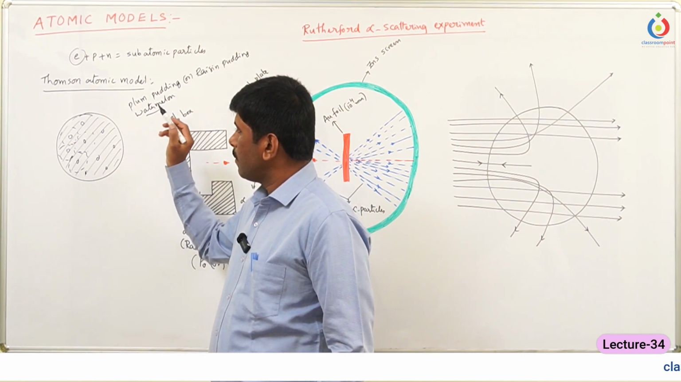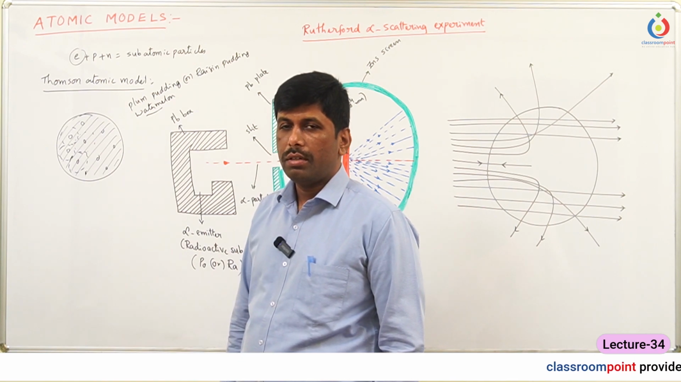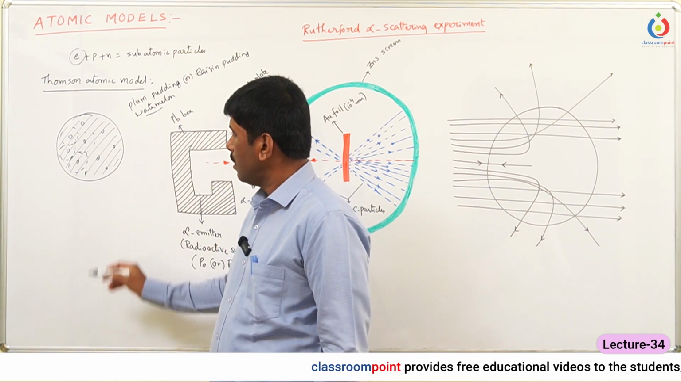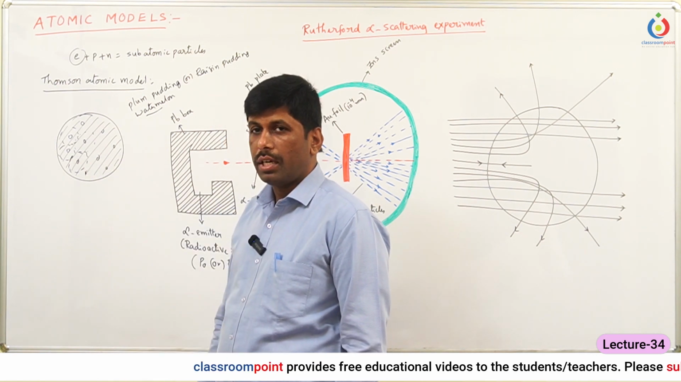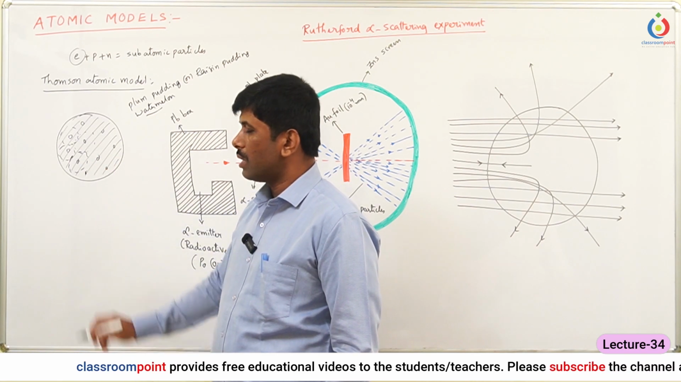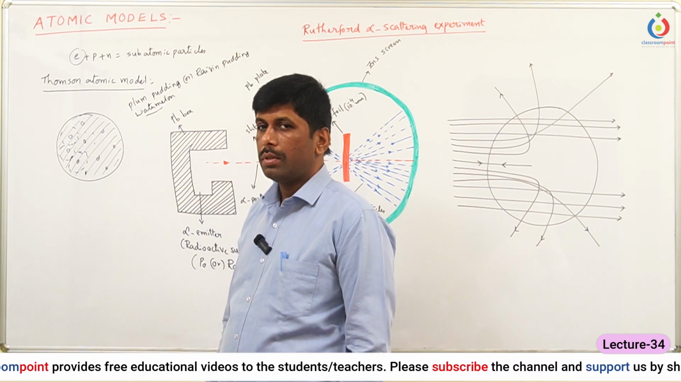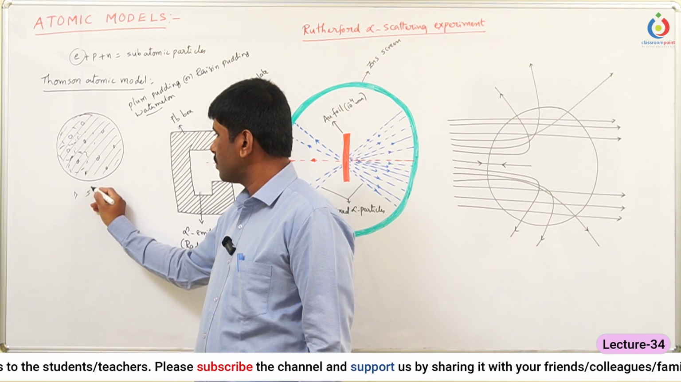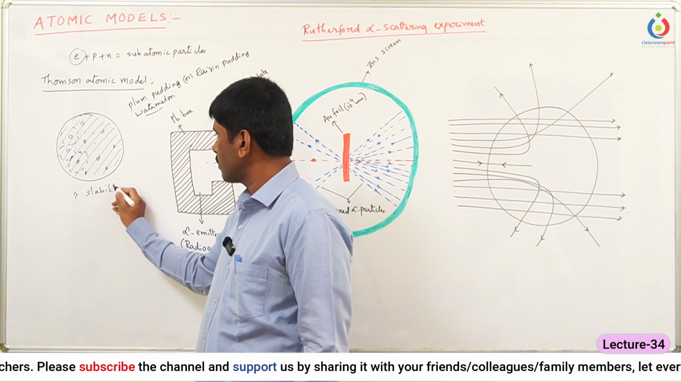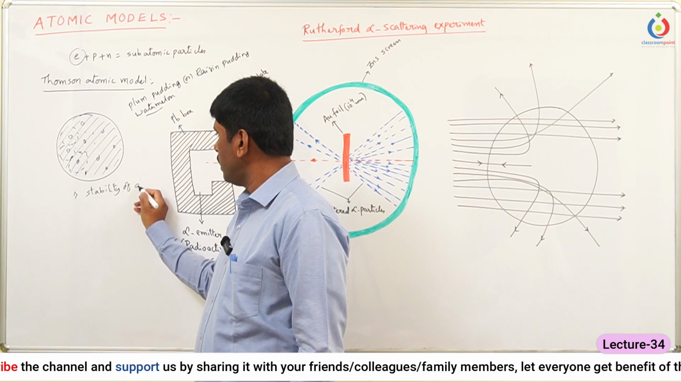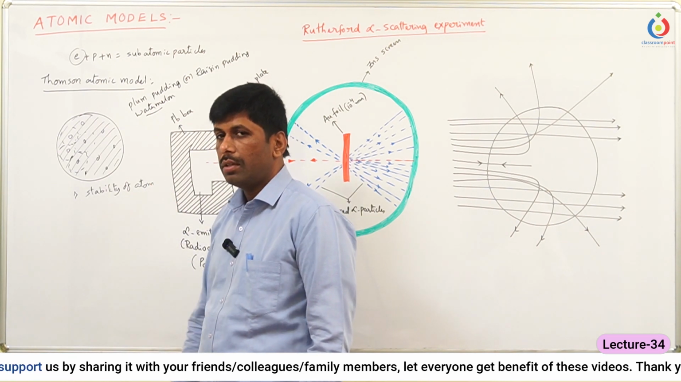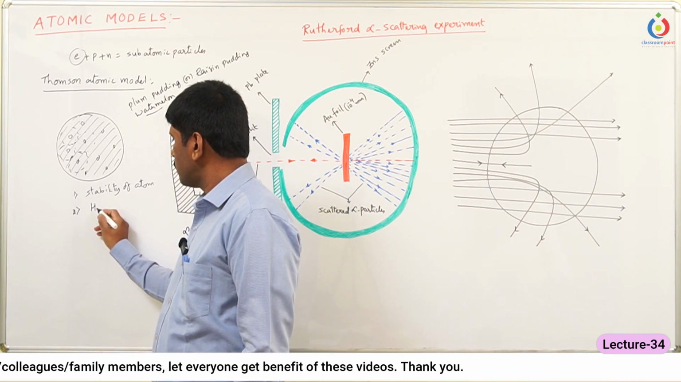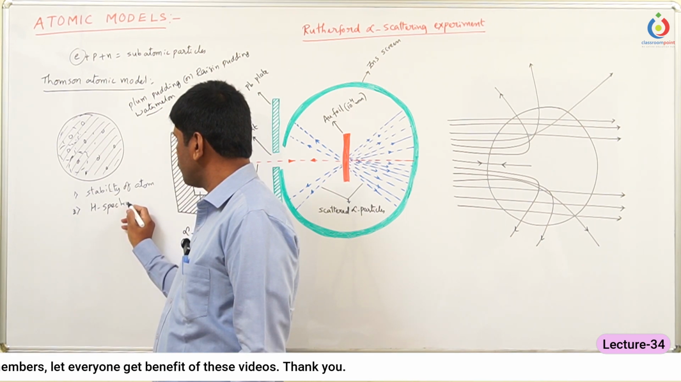This is the only advantage, but the Thomson atomic model failed in explaining mainly two things. First, the stability of the atom. As electrons are negatively charged, they repel each other. Once they repel each other, they may go out of the atom, or else they may destabilize the atom. So the stability of the atom was not explained by Thomson. And one more, the hydrogen spectrum was also not explained by Thomson.